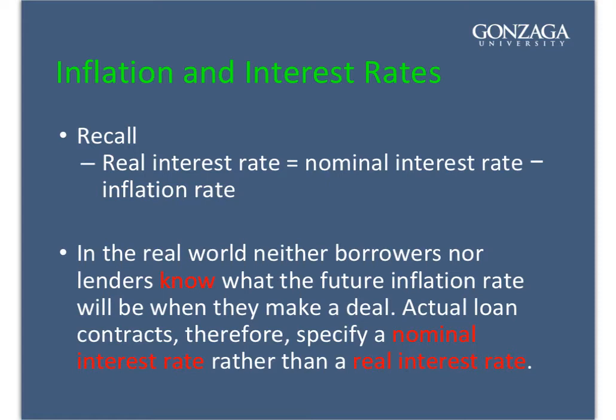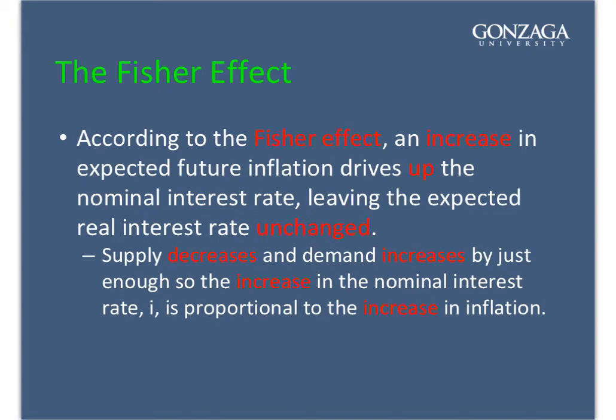So in the real world, we know neither borrower nor lender knows what future inflation is going to be. So we do this based off of expected inflation. We make an agreement on the nominal interest rate, which means when inflation differs from what we expect, that's going to create winners and losers. According to the Fisher effect, and this is what we've observed over time, an increase in expected future inflation drives up the nominal interest rate just enough, leaving the real interest rate unchanged.